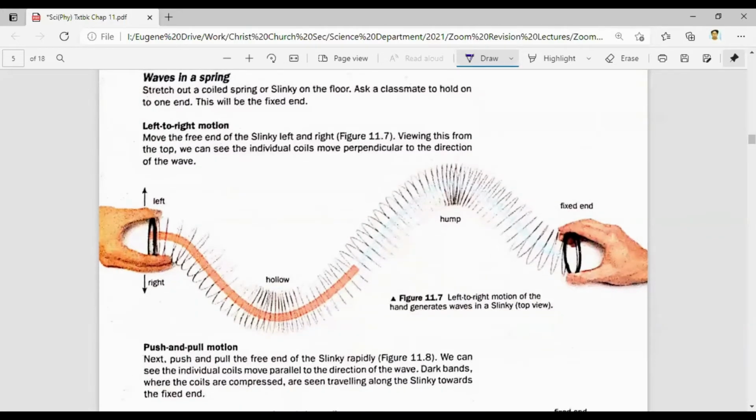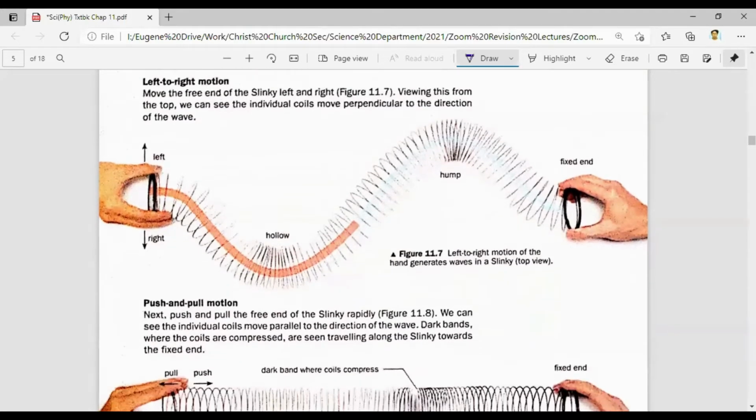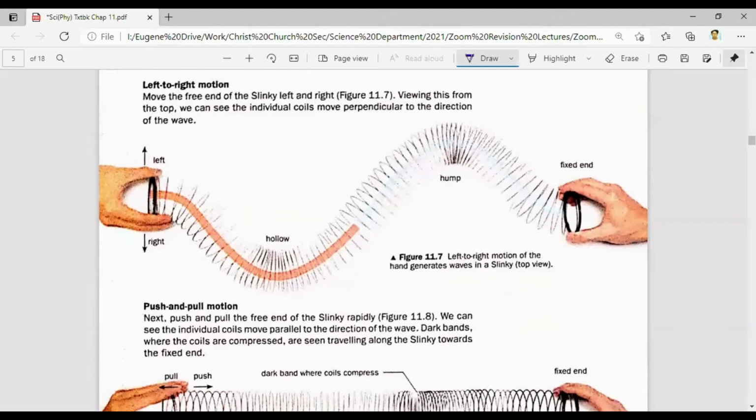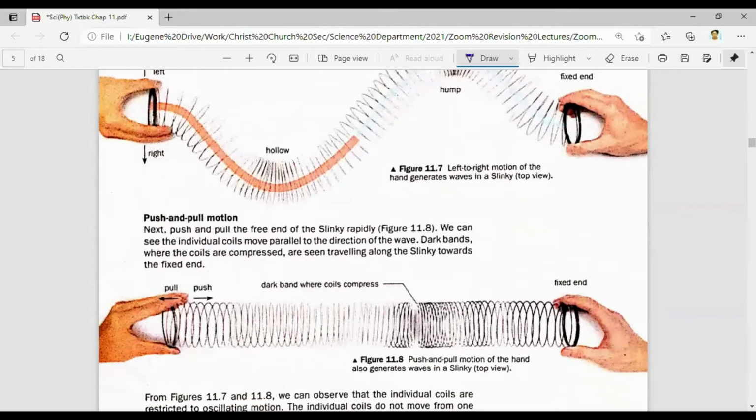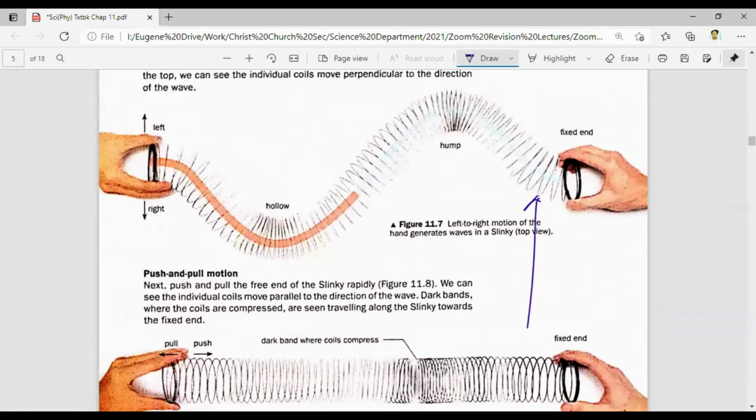So what we have here is a Slinky. There are two different ways you can make the Slinky move. One is making your hands go in this direction. The other is a push and pull here. These two are considered waves, but they are different waves. So the Slinky is able to produce these two different types of waves.